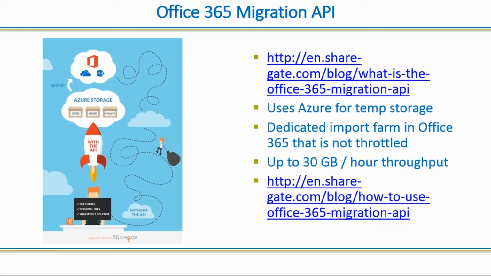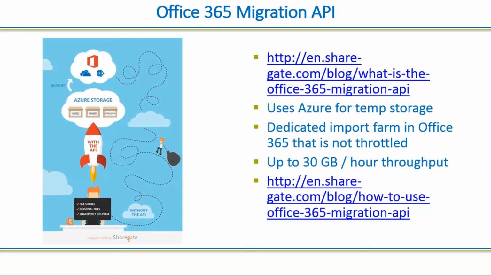So when they launched, it's still in preview. It's not full general availability. But when they launched and made that available, they actually had their product baked and ready to go with it as well. So they kind of co-launched with Microsoft around that. Actually, Microsoft doesn't have a lot of information or technical background on the migration API itself. Best resource is actually to go to the ShareGate site itself.